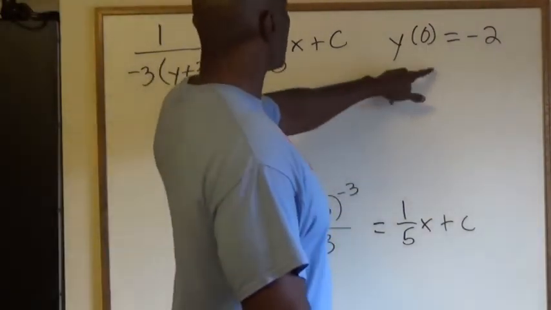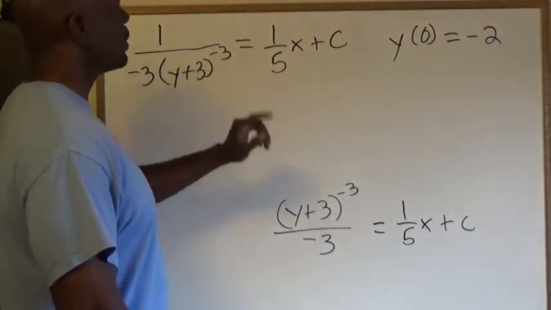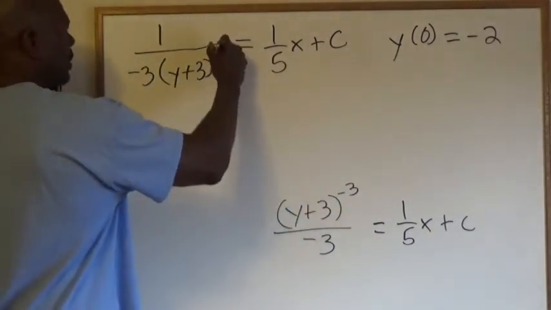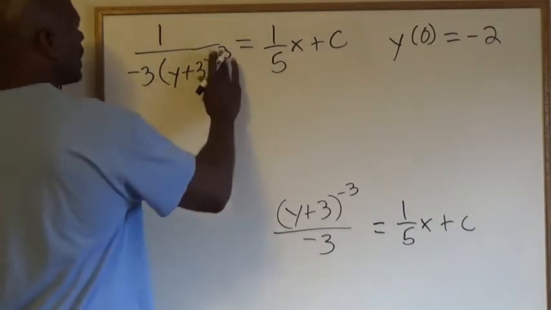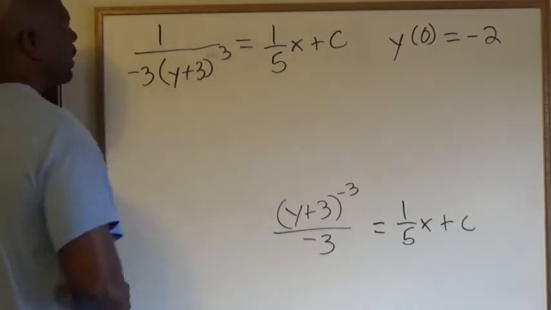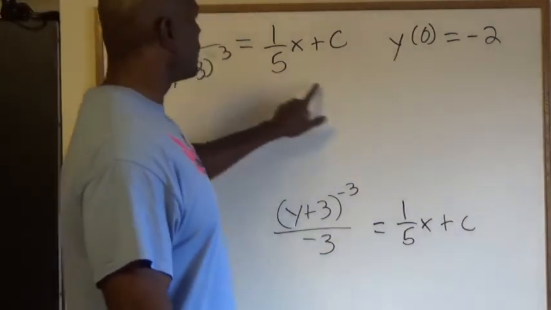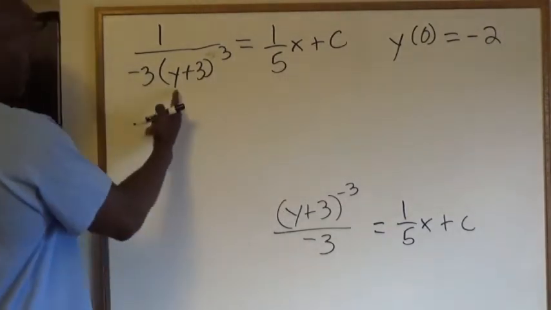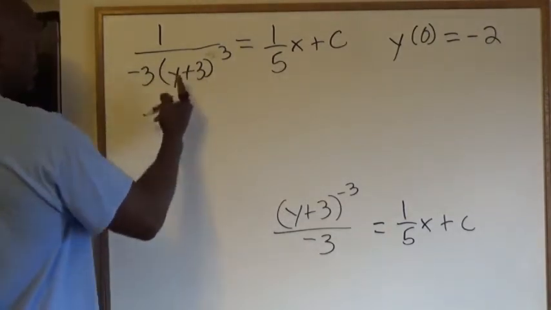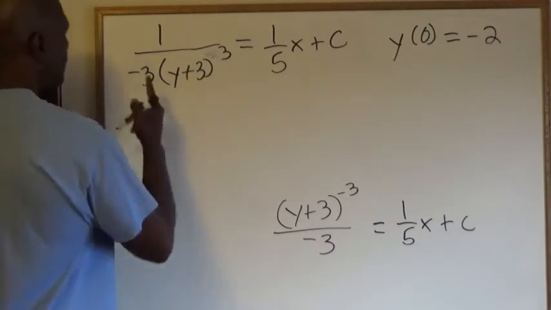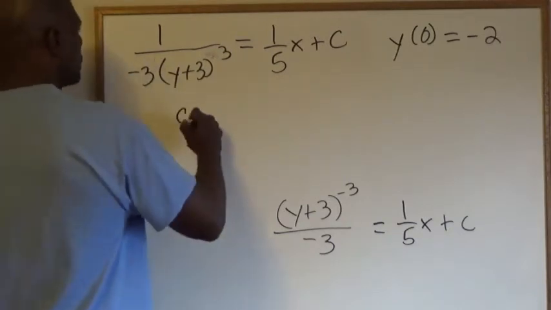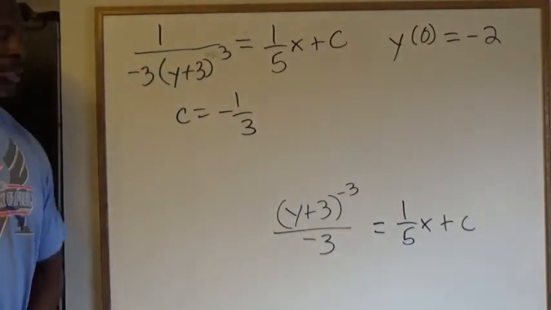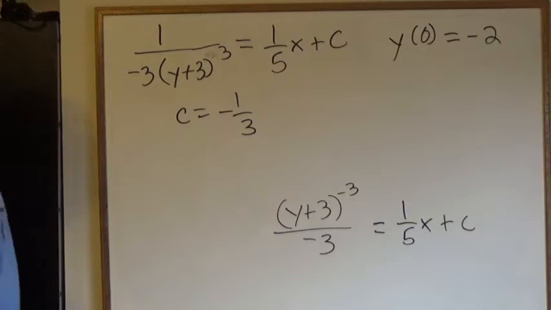So I'm going to plug in 0 for x. So this is going to become 0, and since I moved this down, this is no longer a negative 3. That exponent is positive 3, so that's just to the third power. So I plug in 0, and this is gone. Now I'm going to plug in negative 2 for y. Negative 2 plus 3 is 1. 1 cubed is 1. Negative 3 times 1 is negative 3, so C is negative 1/3. So we found C is negative 1/3.